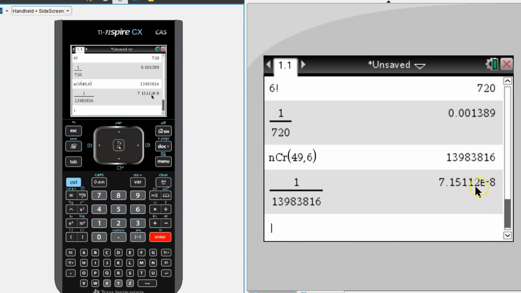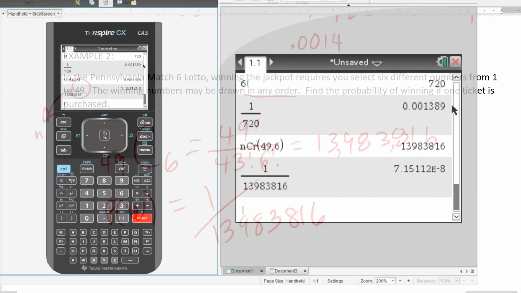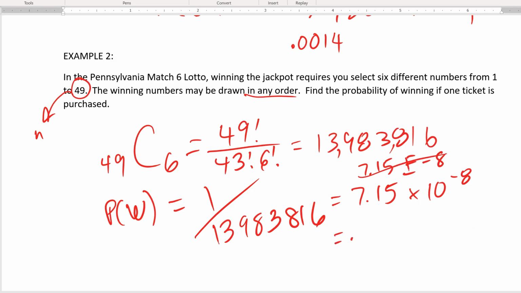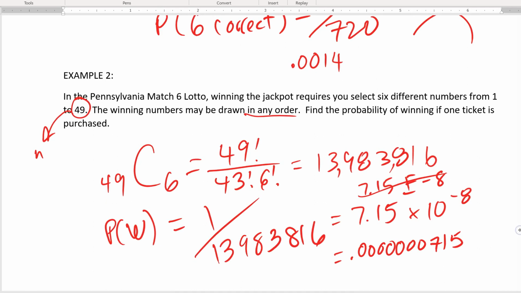So 7.15, do not put E negative 8. E means times 10 to the negative 8. Do not put 7.15 E negative 8. It will not allow that. Times 10 to the negative 8, or if you want a decimal, that's why that lottery is going to pay out a lot more than even the royal flush, because it's not very likely for that to occur by chance.